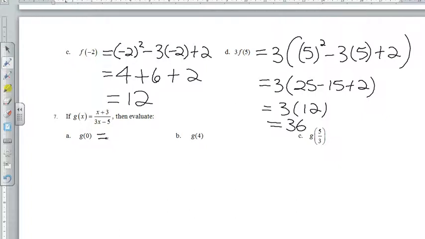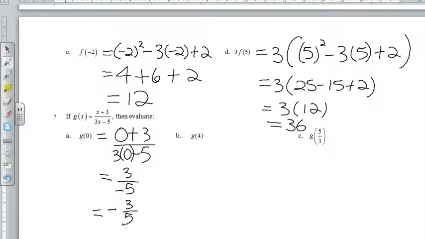Okay, what are you writing? G at 0: 0 plus 3 over 3 times 0 minus 5. It's just a substitution. Everywhere you see x, you write 0. And what do you get? So 3 over negative 5, and let's write that as negative 3/5.